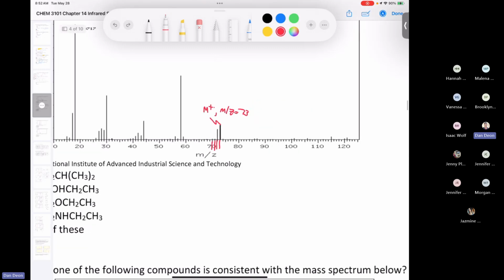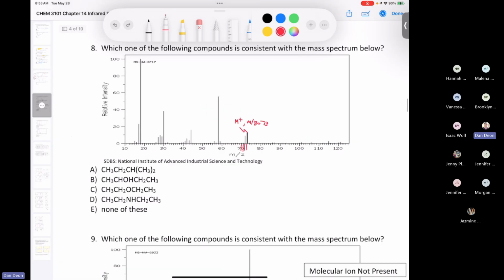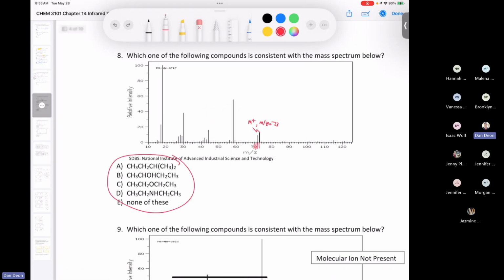Now, if you're wondering, what the heck is this? You know, there's something here and something here. I think that that is just noise in the spectrum. So I don't think that has anything to do with the spectrum, because none of these compounds have a mass up around 120, okay? They're all in the like 75 range, somewhere in that range. So I wouldn't worry about that. That's just noise in the spectrum.